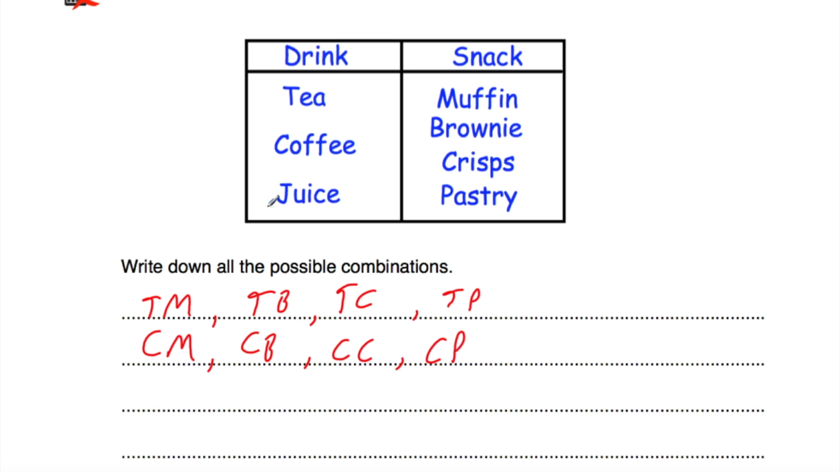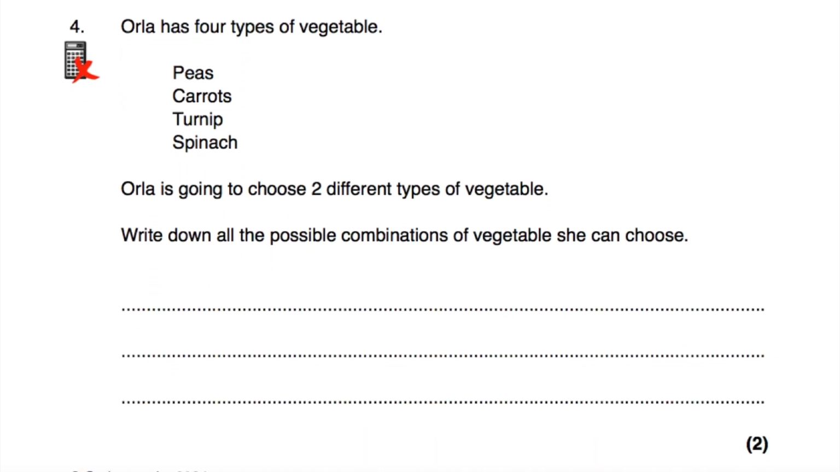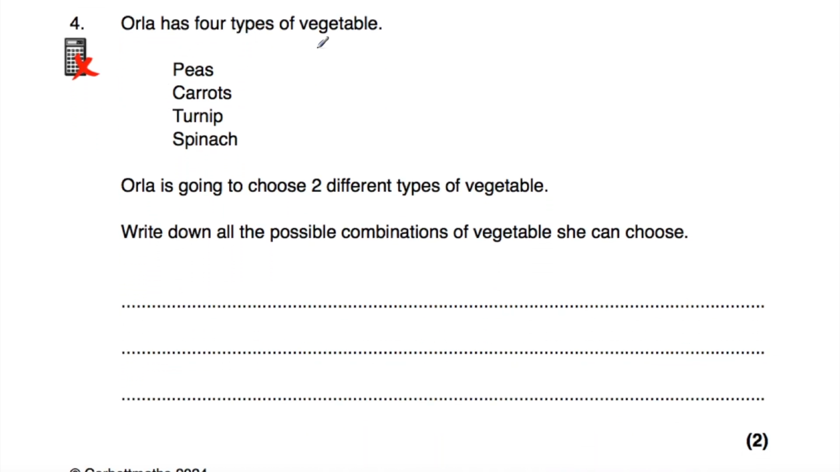And then finally, in terms of juice, he could have juice and a muffin. He could have juice and a brownie. He could have juice and crisps. And finally, he could have juice and a pastry. So they're all his possible options. And that's it. So that's question number 3. Let's have a look at question number 4. Question number 4 says, Orla has 4 types of vegetable.